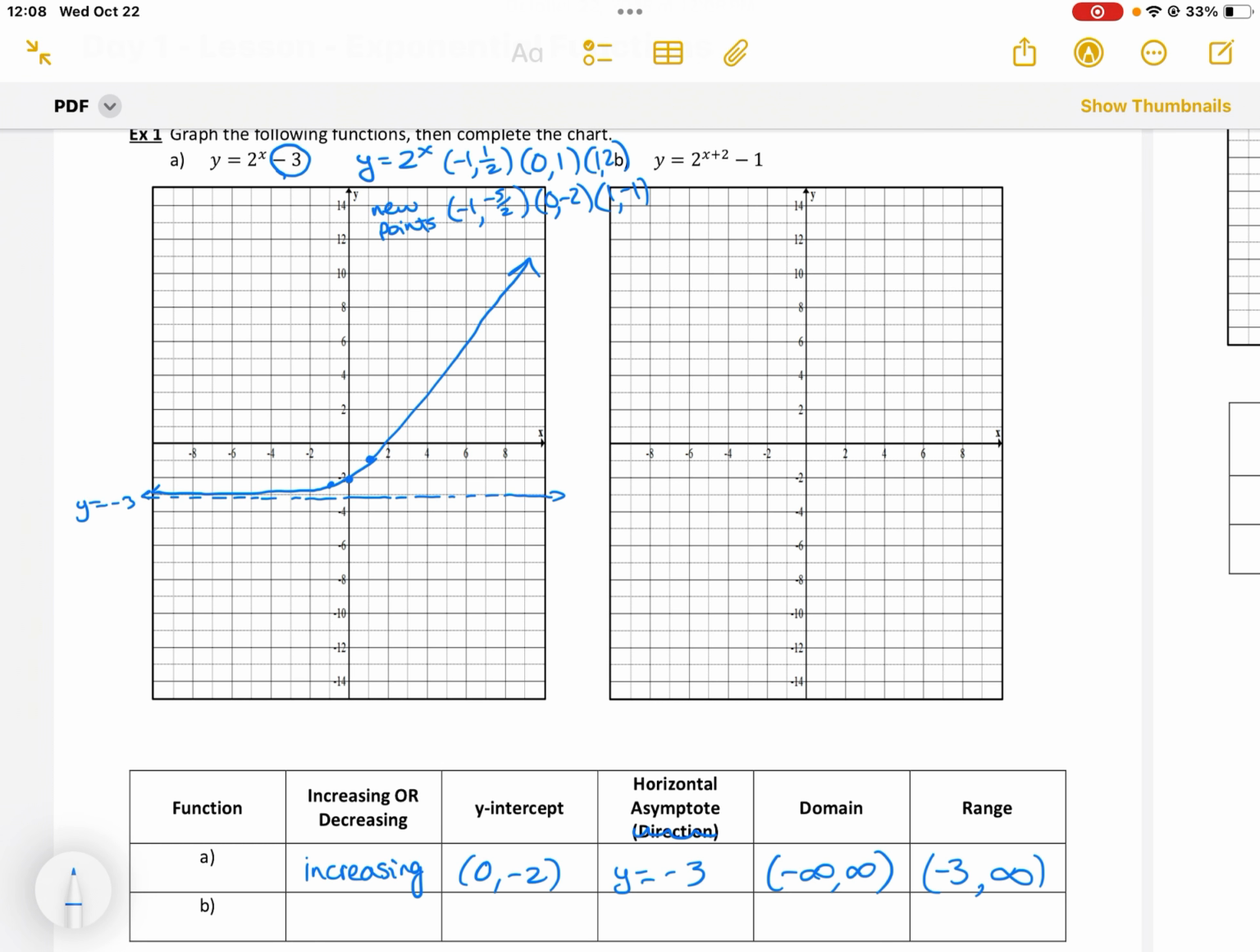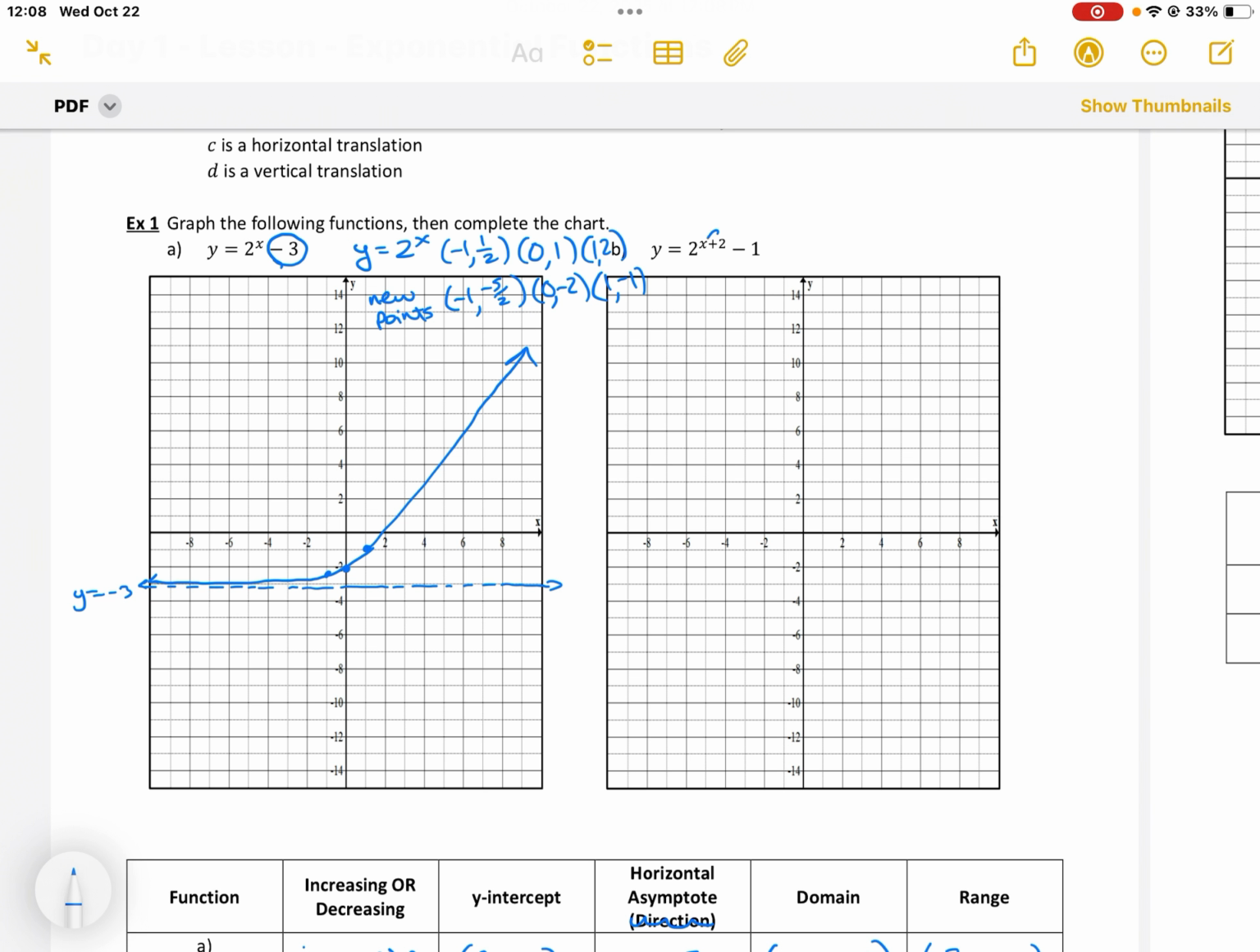So let's sketch the second graph over here. Now I've got two transformations to apply to my key points. So my original key points are -1, 1/2, then 0, 1, and then 1, 2. The transformations that I'm applying are that I am taking away 2 from the x, and I am taking away 1 from the y. So my new points for my transformed function are going to be -3, -1/2.